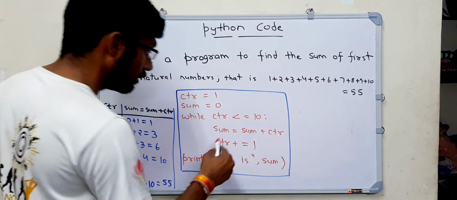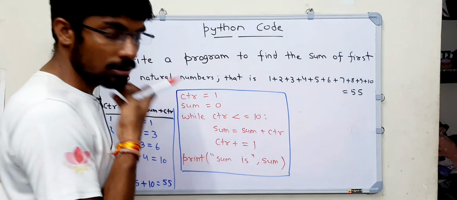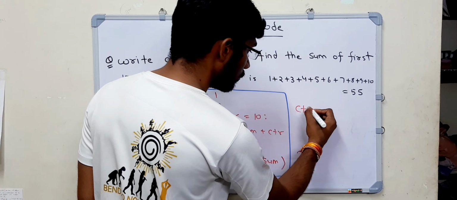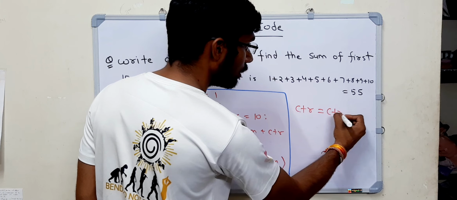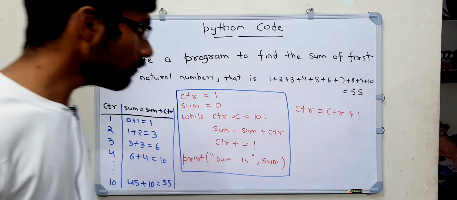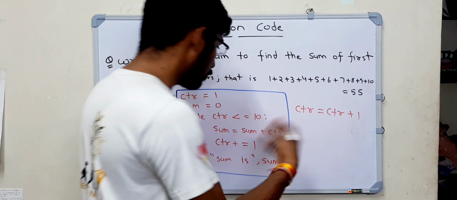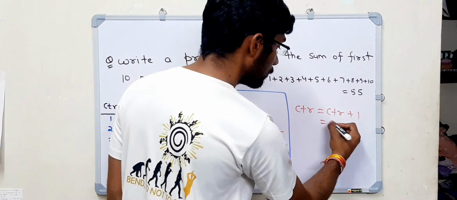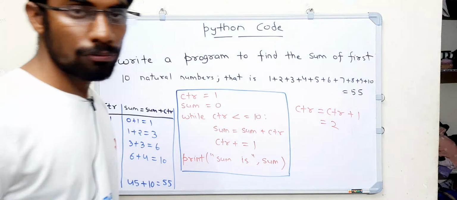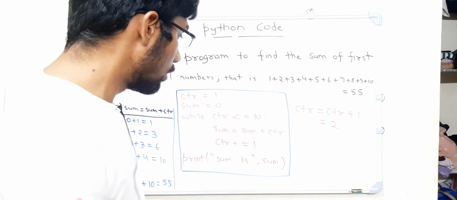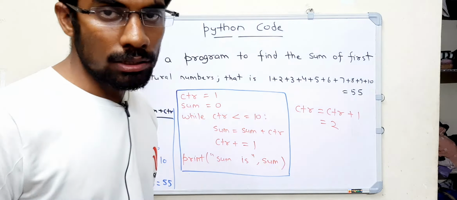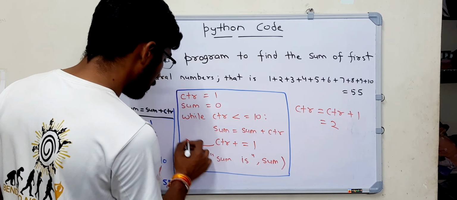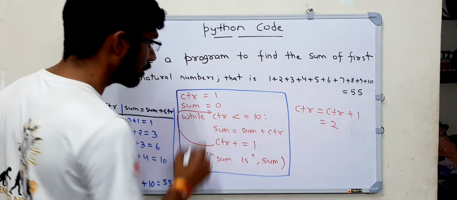Now this is the second statement of this block. This is equivalent to ctr equals ctr plus 1. Now ctr was 1. It will be incremented by 1, so it will become 2. My new value of ctr will be 2. So here I'm generating the next natural number, which is 2. Now it will transfer the control to this condition again.